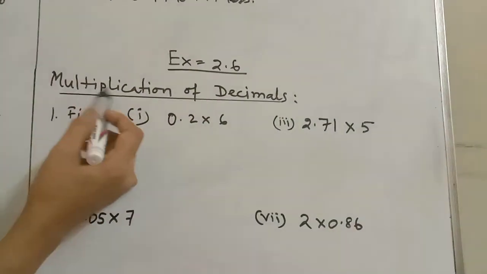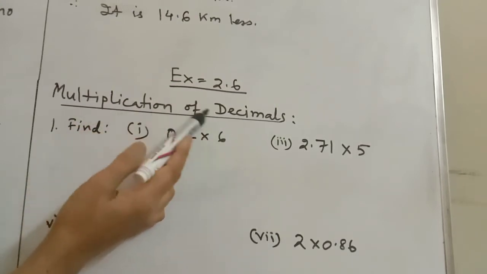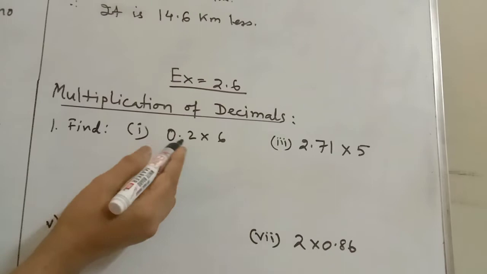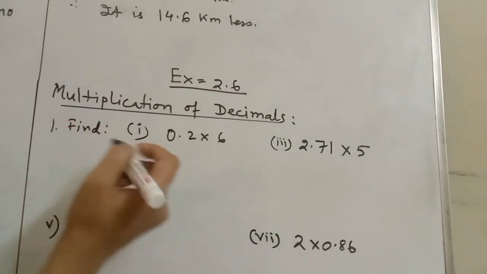Now I will start exercise number 2.6. Here we have to do the multiplication of decimal numbers. When you are multiplying decimal numbers with a whole number, what will be the result?